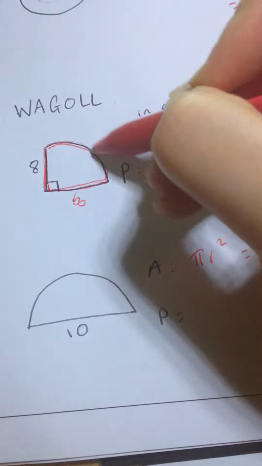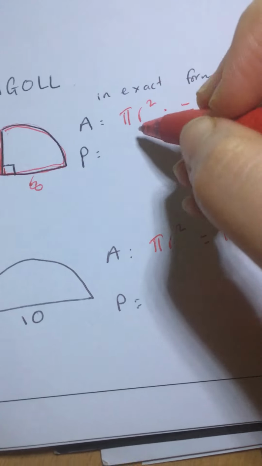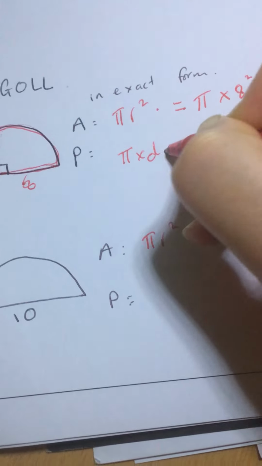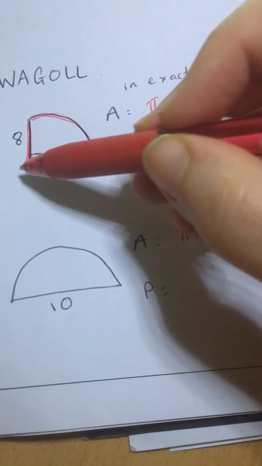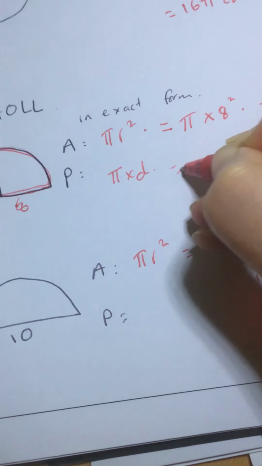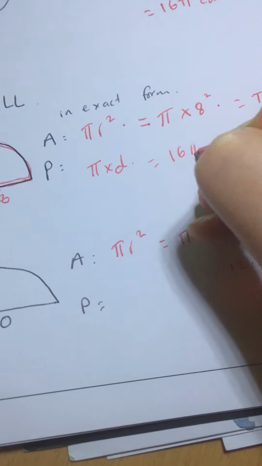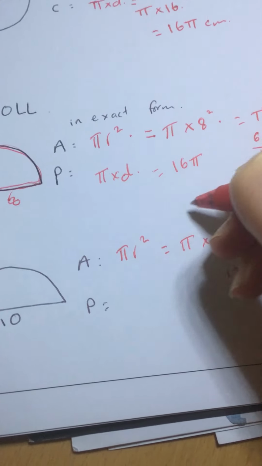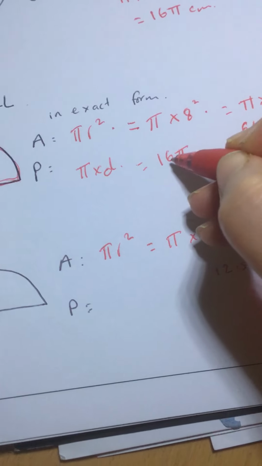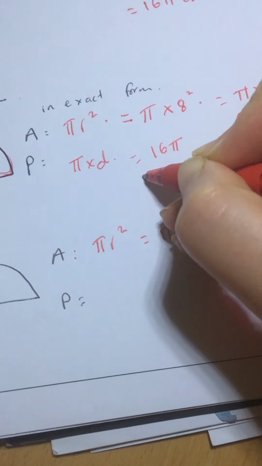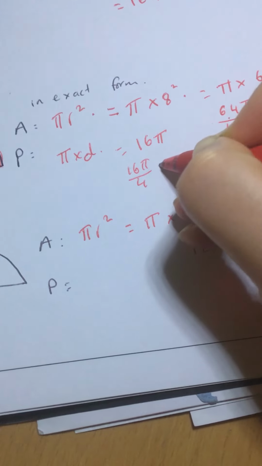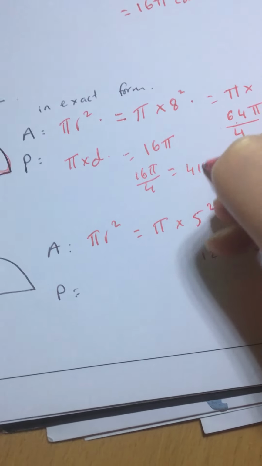Now since this is a quarter of a circle, I'm using the formula for circumference of a circle, which is pi times d. Here the diameter is going to be twice the radius, so if the radius is 8, the diameter is 16. So I'm going to have 16 pi, but that will give me an entire circle, and I only have a quarter of a circle. So I do 16 pi divided by 4, because I only want a quarter. That will give me 4 pi.